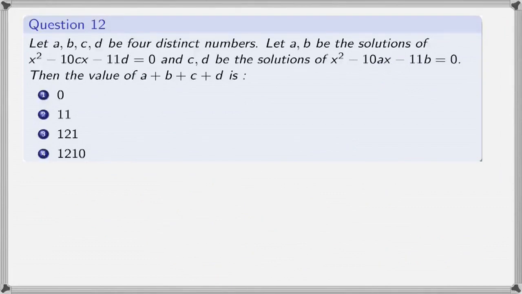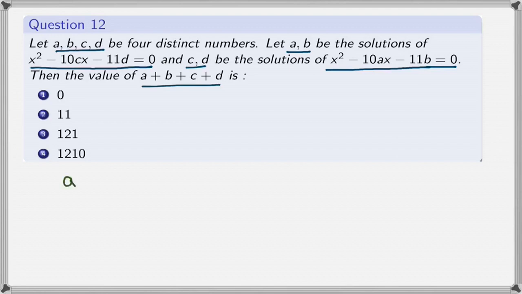This is our question number 12. Here we have 4 distinct numbers a, b, c and d. We have 2 quadratic equations x square minus 10cx minus 11d is equal to 0 and x square minus 10ax minus 11b is equal to 0. We are told that a, b are the solutions of the first quadratic equation and c, d are the solutions of the second quadratic equation. We have to find out what is the sum of a, b, c and d. Let us do that.